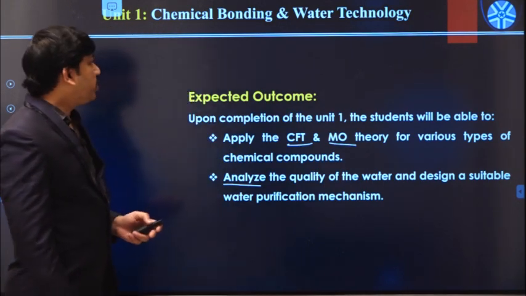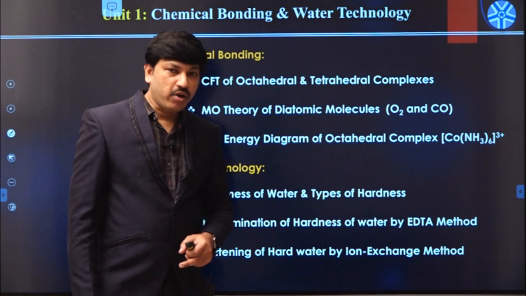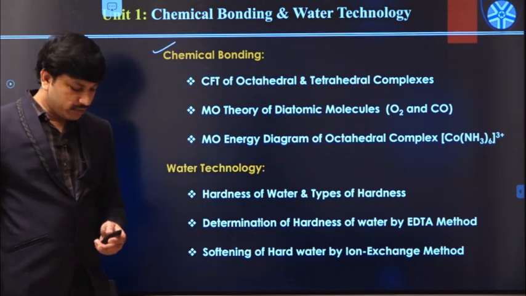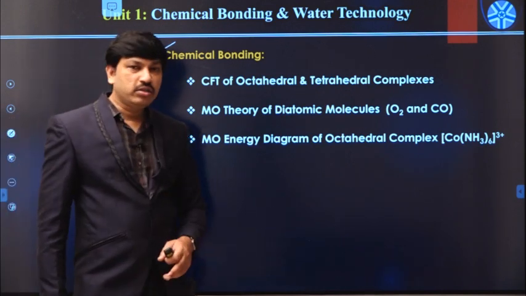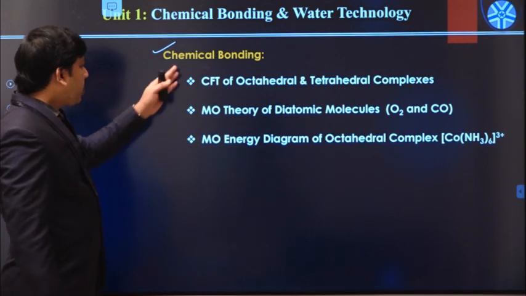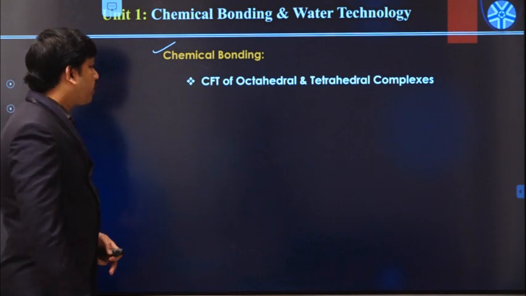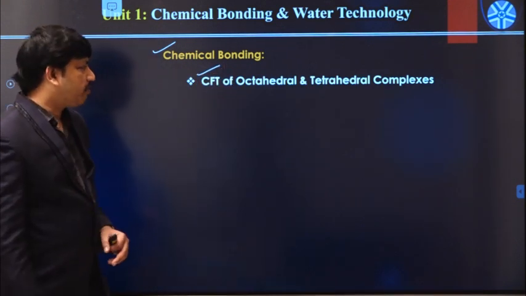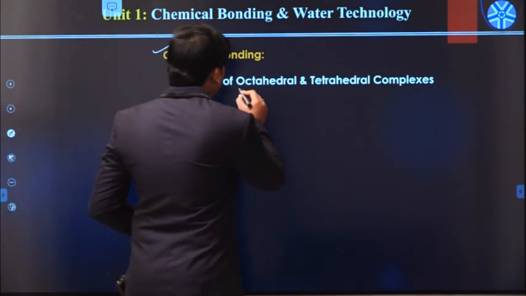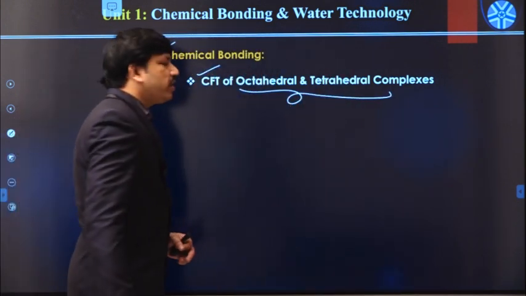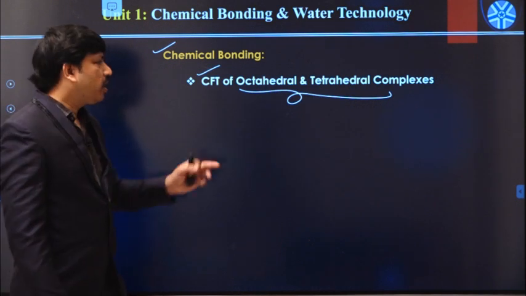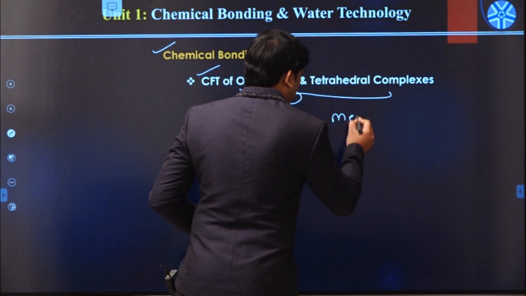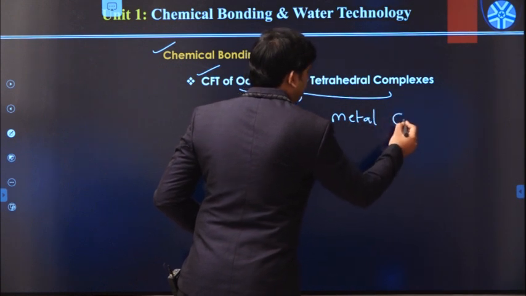So now let us start Unit 1, chemical bonding and water technology. Today I am going to focus only on the chemical bonding concept. We will see water technology in later sessions. Among these 3 topics, today I am going to start with the crystal field theory of octahedral and tetrahedral metal complexes. In this case, we are going to deal with various octahedral and tetrahedral metal complexes. So then the question is, what is a metal complex?